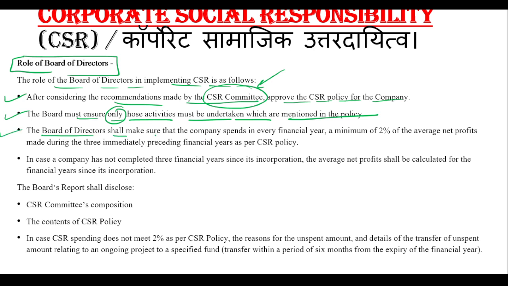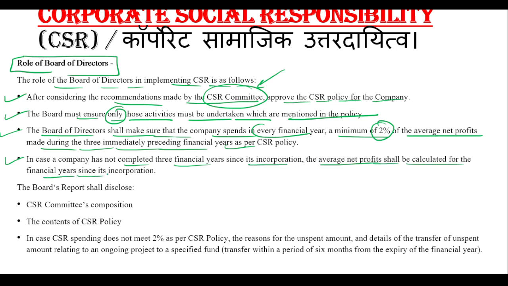The board of directors shall make sure that the company spends in every financial year a minimum of 2% of the average net profits made during the 3 immediately preceding financial years as per CSR policy. In case a company has not completed 3 financial years since its incorporation, the average net profit shall be calculated for the financial years since its incorporation. It is easy, isn't it?